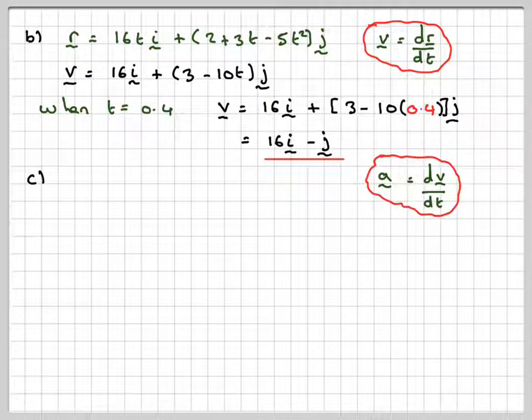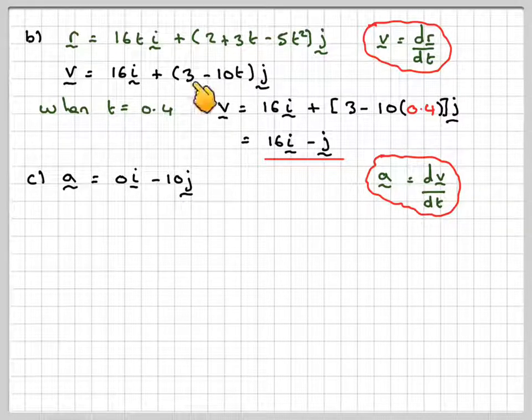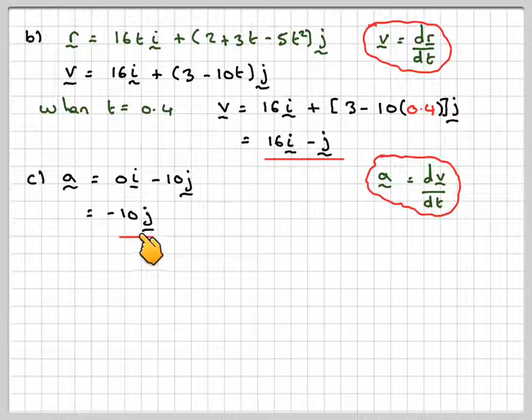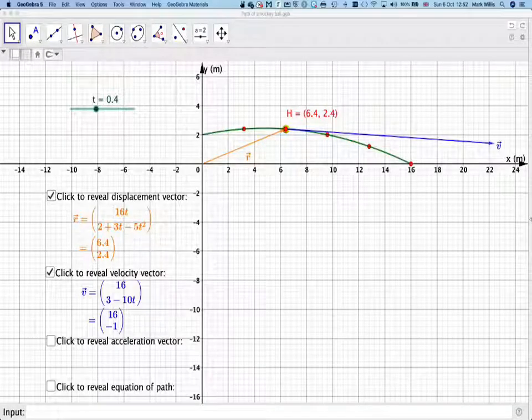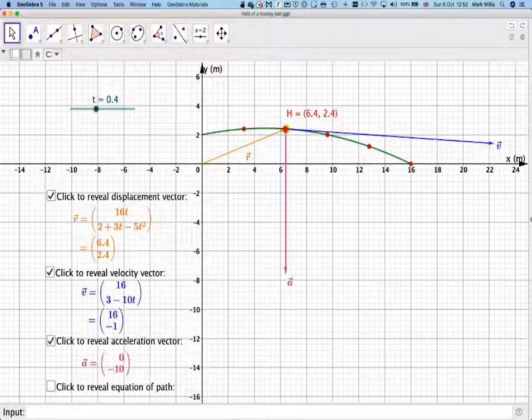So to find the acceleration, we just need to differentiate velocity. So we differentiate each component of this. So a is going to be, the differential of 16 is 0i, minus 10j. When we differentiate this, we get nothing from the 3, and we get minus 10j. Again, going back to the GeoGebra app, you can see the acceleration is just acting downwards here.